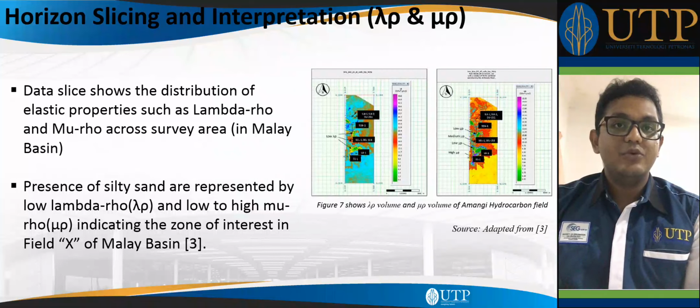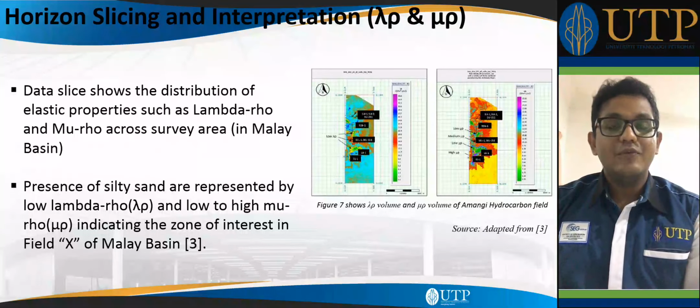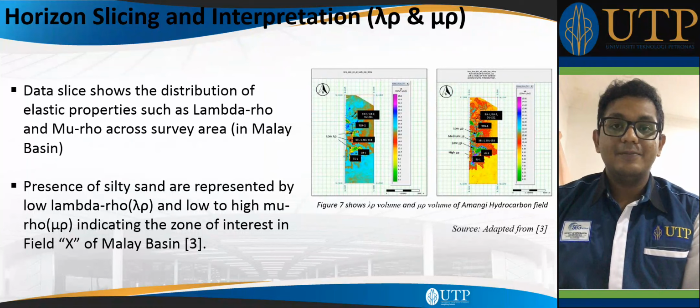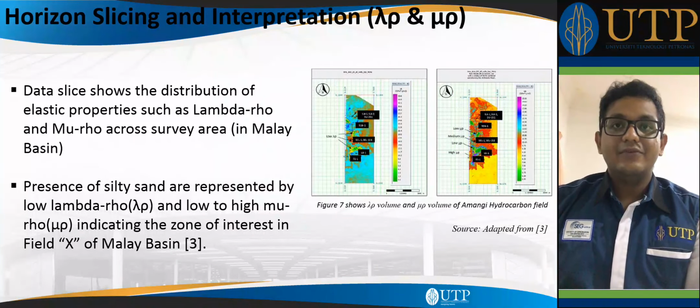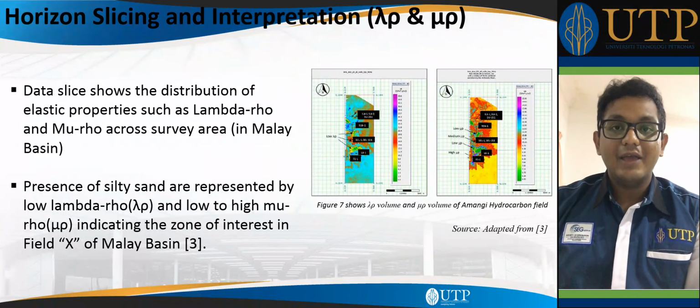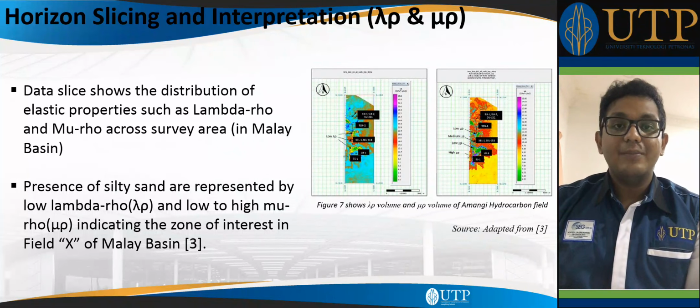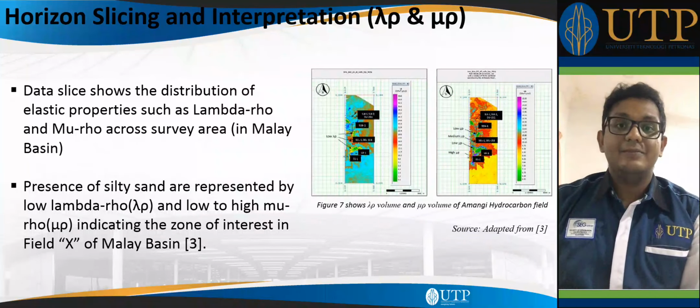Lambda-Rho volume and Mu-Rho volume of the Amangi hydrocarbon field, which shows a similar trend where a low Lambda-Rho value and high Mu-Rho value indicates the hydrocarbon potential zone. And similarly, for example, the presence of silty sand, represented by the low Lambda-Rho value and high Mu-Rho value, indicates the zone of interest of hydrocarbon in field X of Malay Basin.